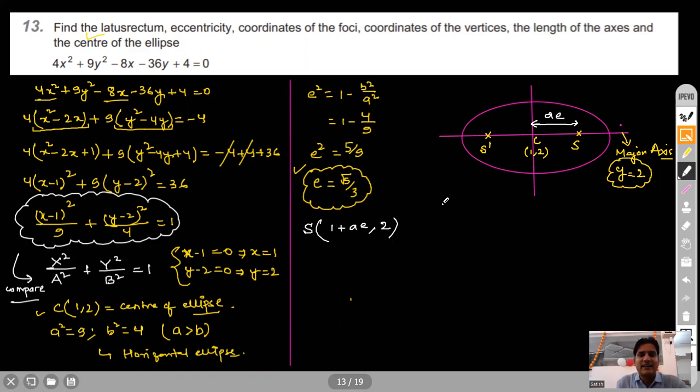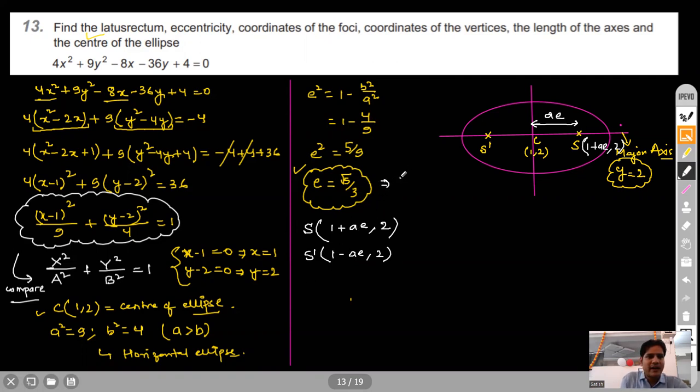Now, if you see the center itself is 1, no? The x coordinate of center is 1. If it would have been 0, 0, it would have been ae. But since the x coordinate of center is 1, it will be added on. So basically this S will be 1 plus ae, comma 2. And what will be our S dash? S dash will be nothing but 1 minus ae, comma 2, right? Now, what is ae?